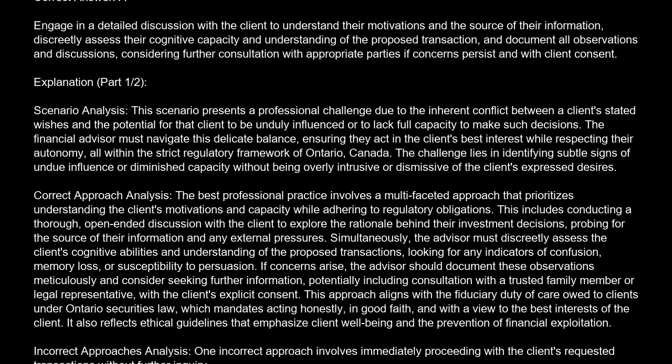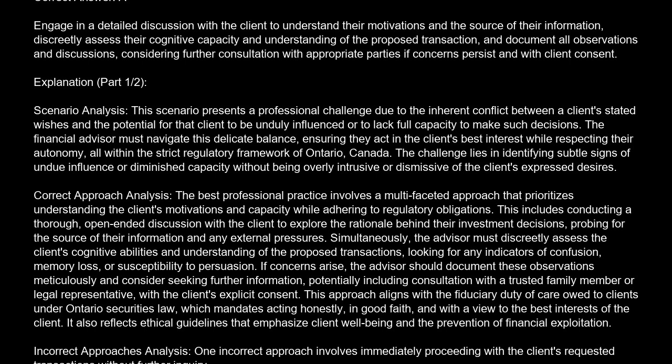The challenge lies in identifying subtle signs of undue influence or diminished capacity, without being overly intrusive or dismissive of the client's expressed desires. Correct approach analysis. The best professional practice involves a multifaceted approach that prioritizes understanding the client's motivations and capacity while adhering to regulatory obligations.